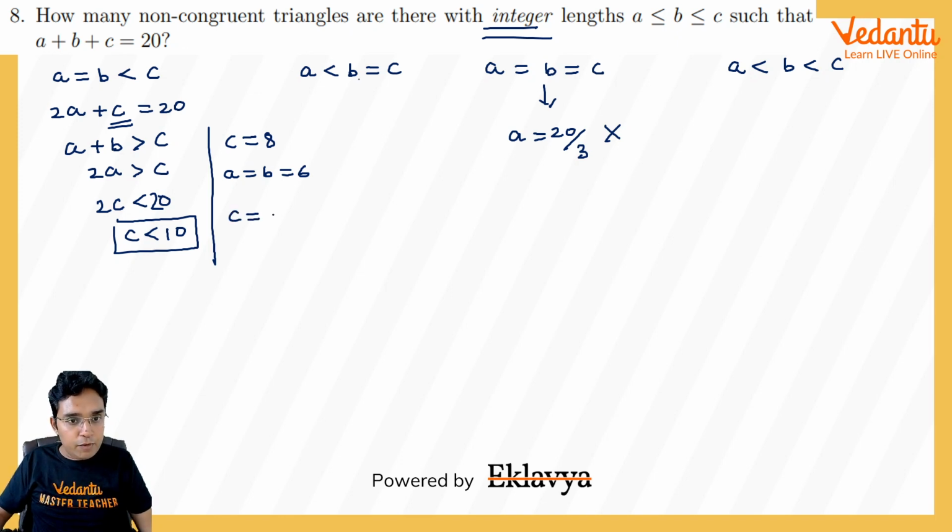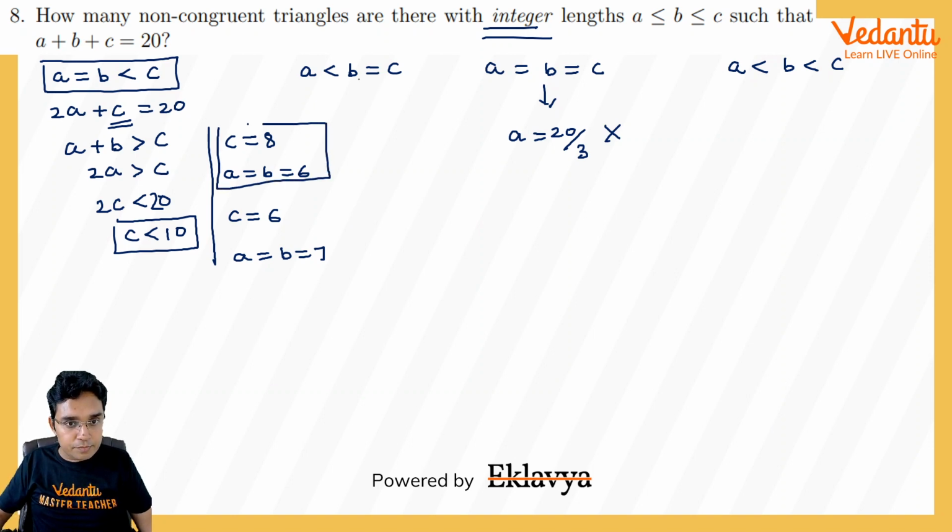And then if I take C as 7, once again 2A will be odd, A will be a fraction. If C is 6, 2A will become 14, A equal to B will be equal to 7. Though it looks like a possibility, this is not satisfying the inequality because we considered A and B both to be less than C. So in this case, we are getting only one answer. So this is 6, 6, 8. Let me write it this way.